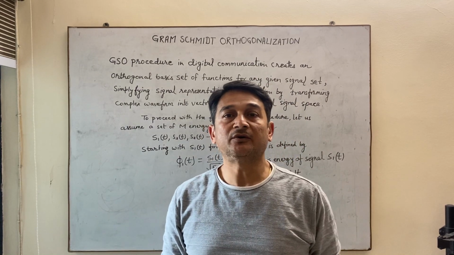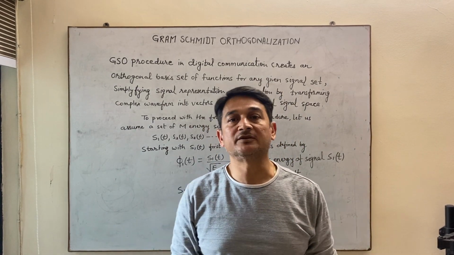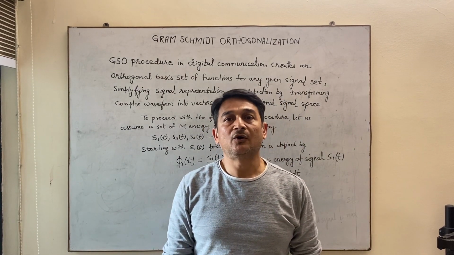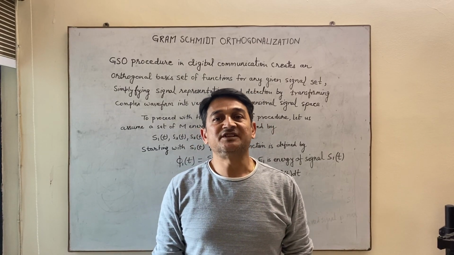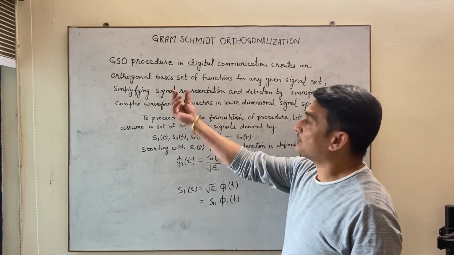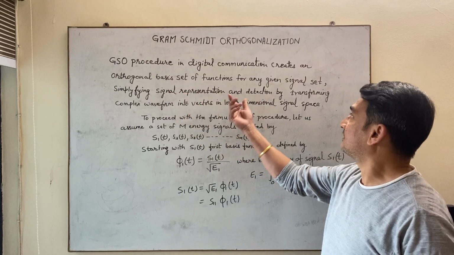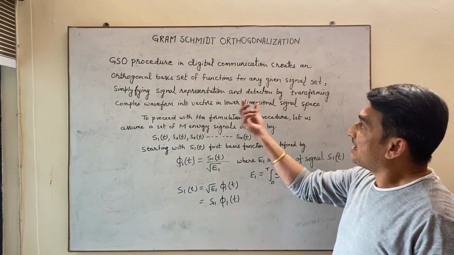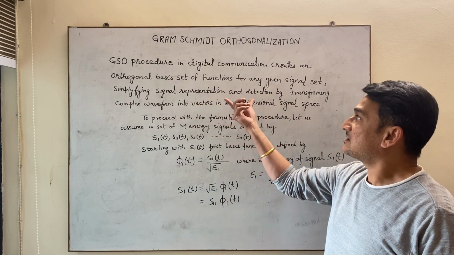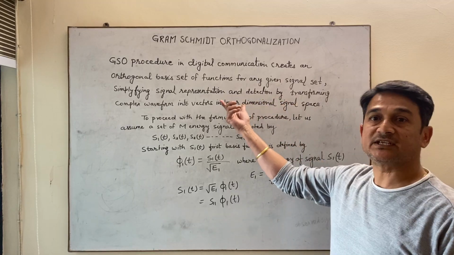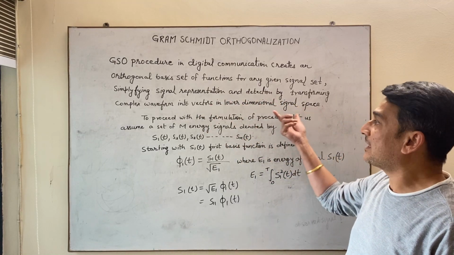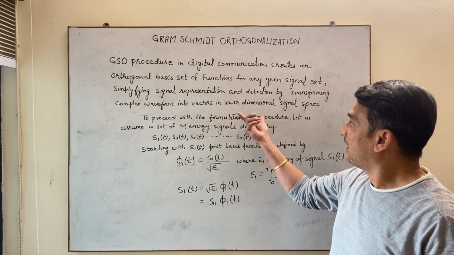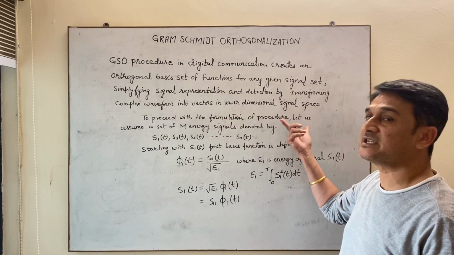In today's video, we are going to understand the concept of the Gram-Schmidt Orthogonalization procedure, or GSO. In the GSO procedure in digital communication, it creates an orthogonal basis set of functions for any given signal set, simplifying signal representation and detection by transforming complex waveforms into vectors in a lower dimensional signal space.